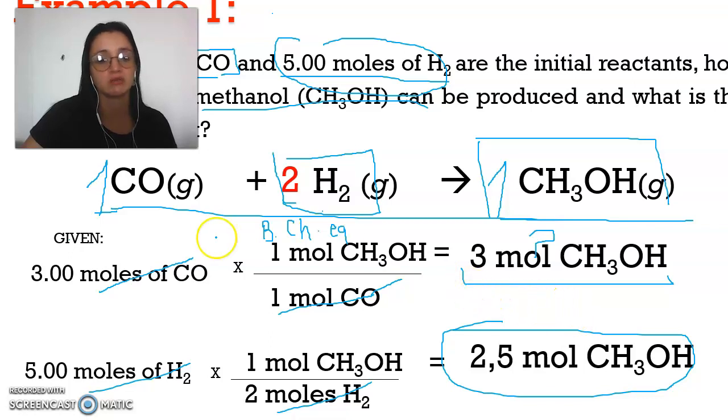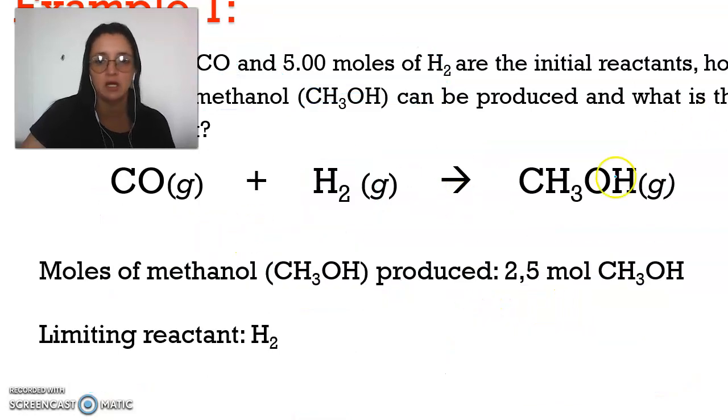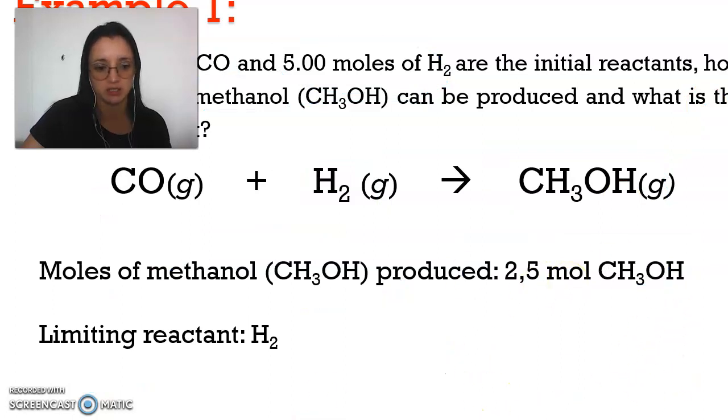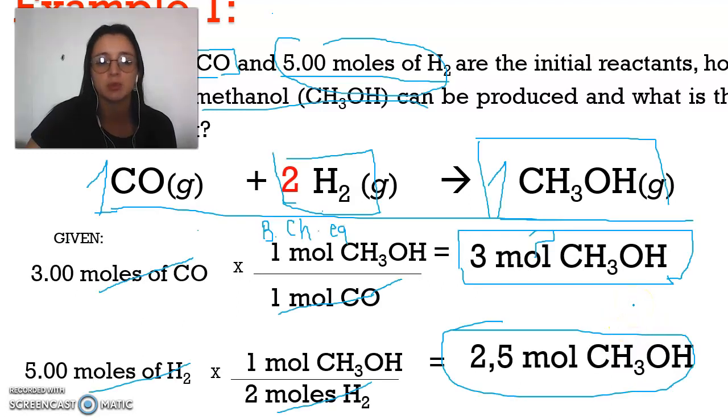So to answer the 2 questions from the problem, the limiting reactant is going to be hydrogen, and the moles of methanol that are produced are 2.5 moles of methanol. Even though with carbon monoxide I'm able to produce 3 moles, I don't have enough hydrogen to produce 3 moles. I have only enough to produce 2.5. So my excess reactant, even though the question is not asking for it, we can also add it as an answer: the excess reactant in this case is going to be the carbon monoxide.